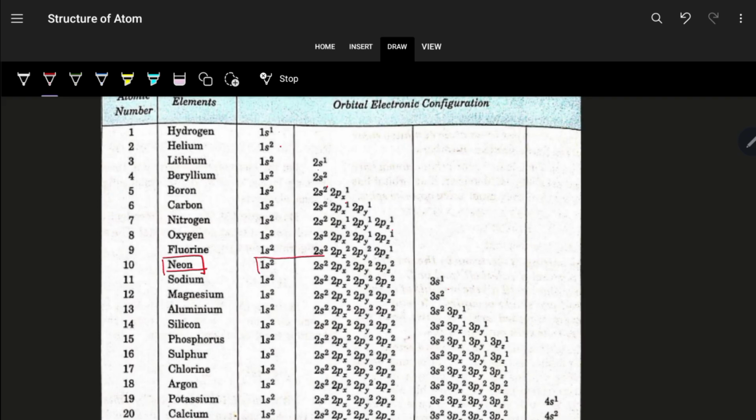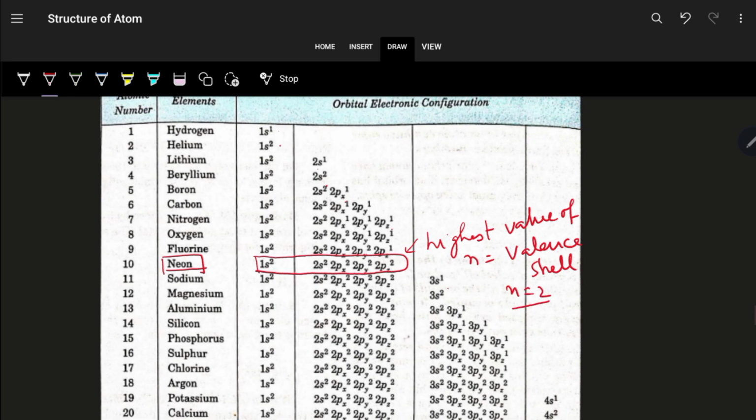Just see this, neon with atomic number 10 is having completely filled orbitals. 1s is complete, 2s is complete, 2p is also complete. It is having completely filled orbitals, and the highest value of n is the valence shell. Here the highest value of n is equal to 2, and it is having 2 plus 6, which is equal to 8 electrons, and so it is having an octet configuration. So neon is a noble gas.